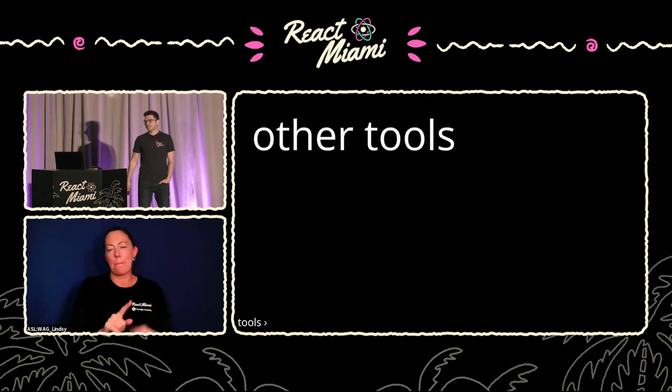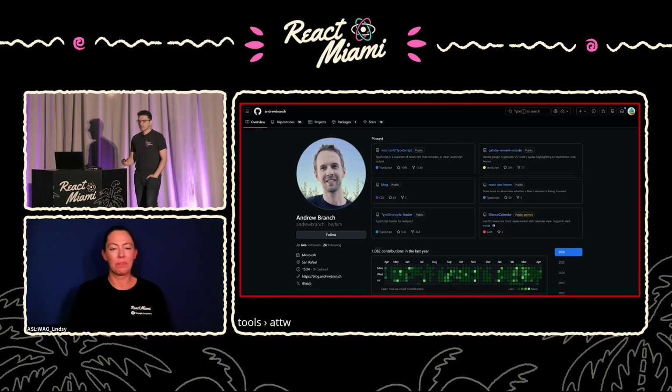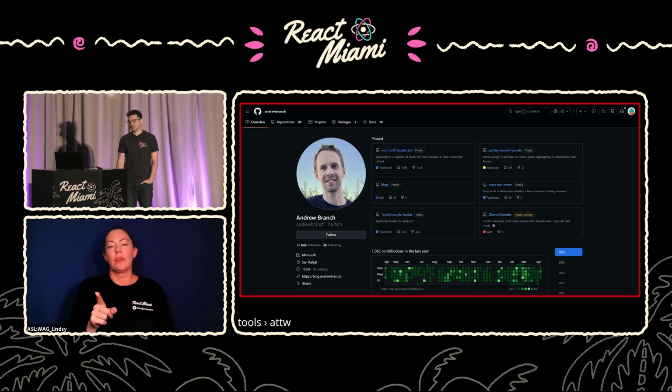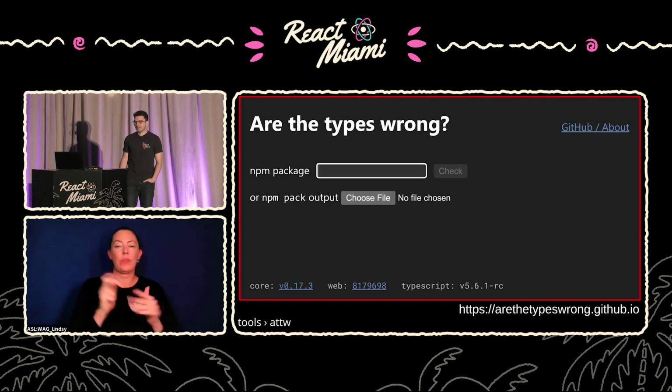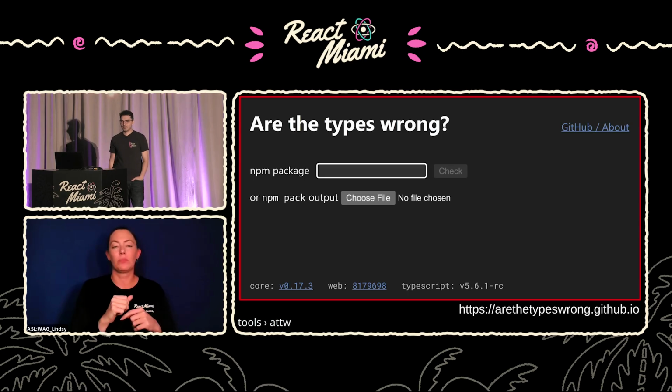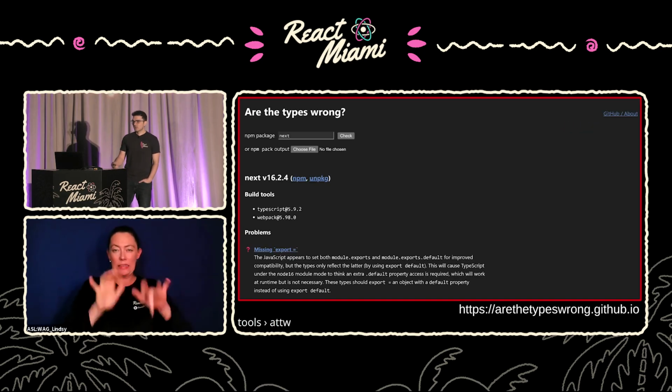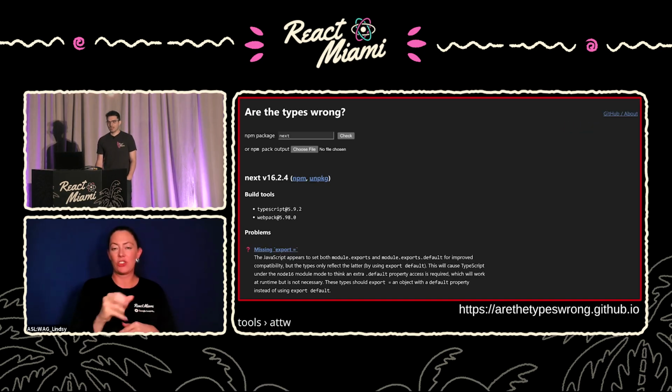So what else is out there? Andrew Branch from the TypeScript team, he's like the world's top expert on module resolution, made this tool called Are the Types Wrong? And you just enter an npm name or tarball. So here I entered Next.js, and it shows me any module resolution or type bundling problems the project has.